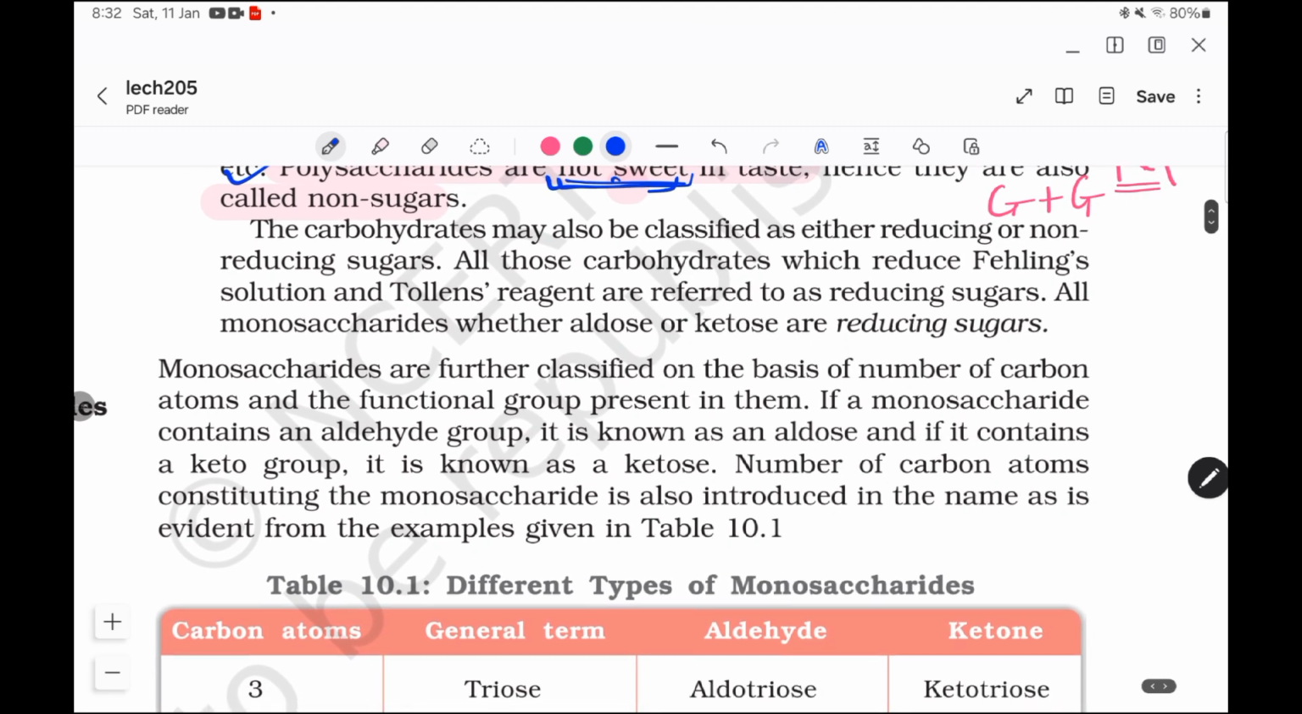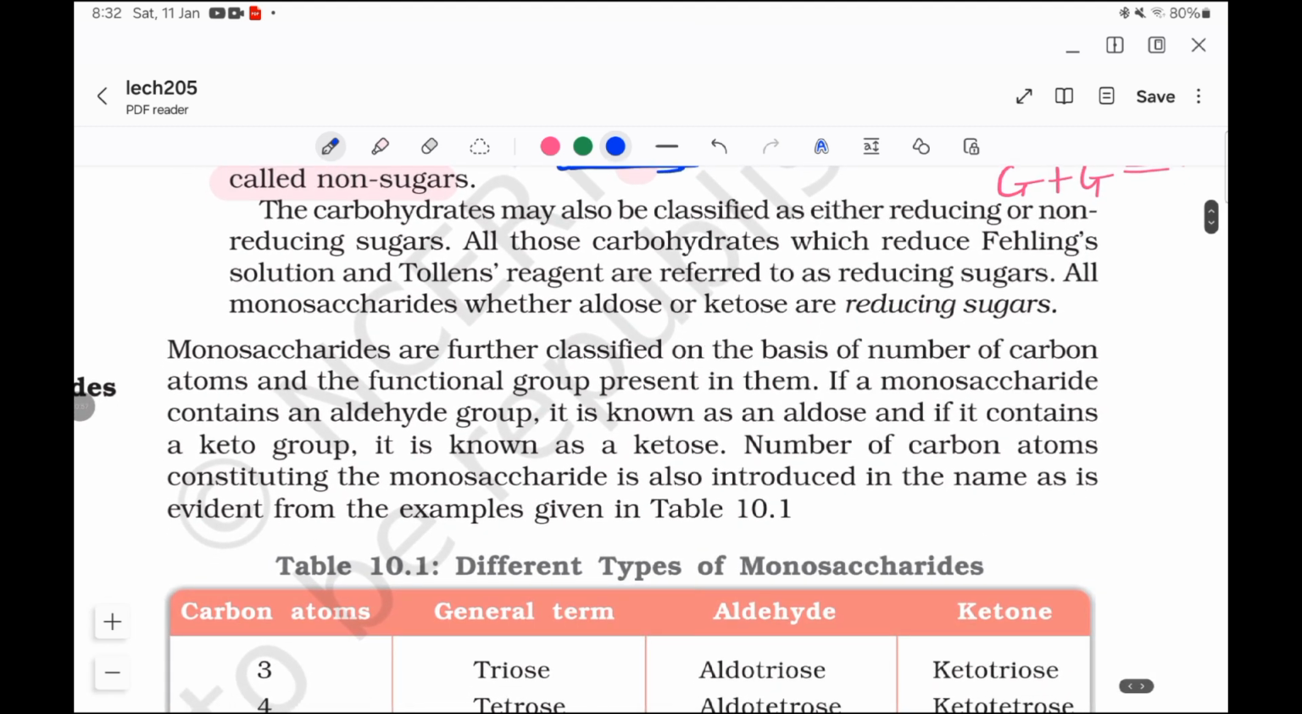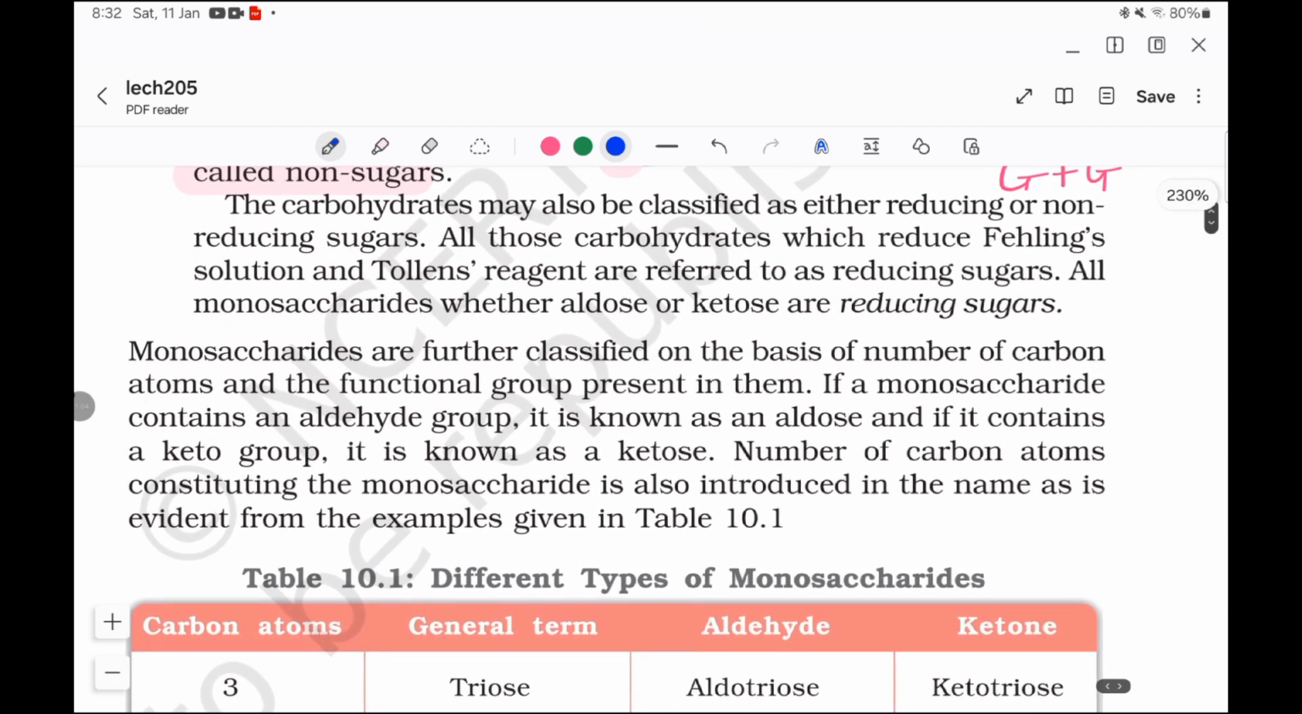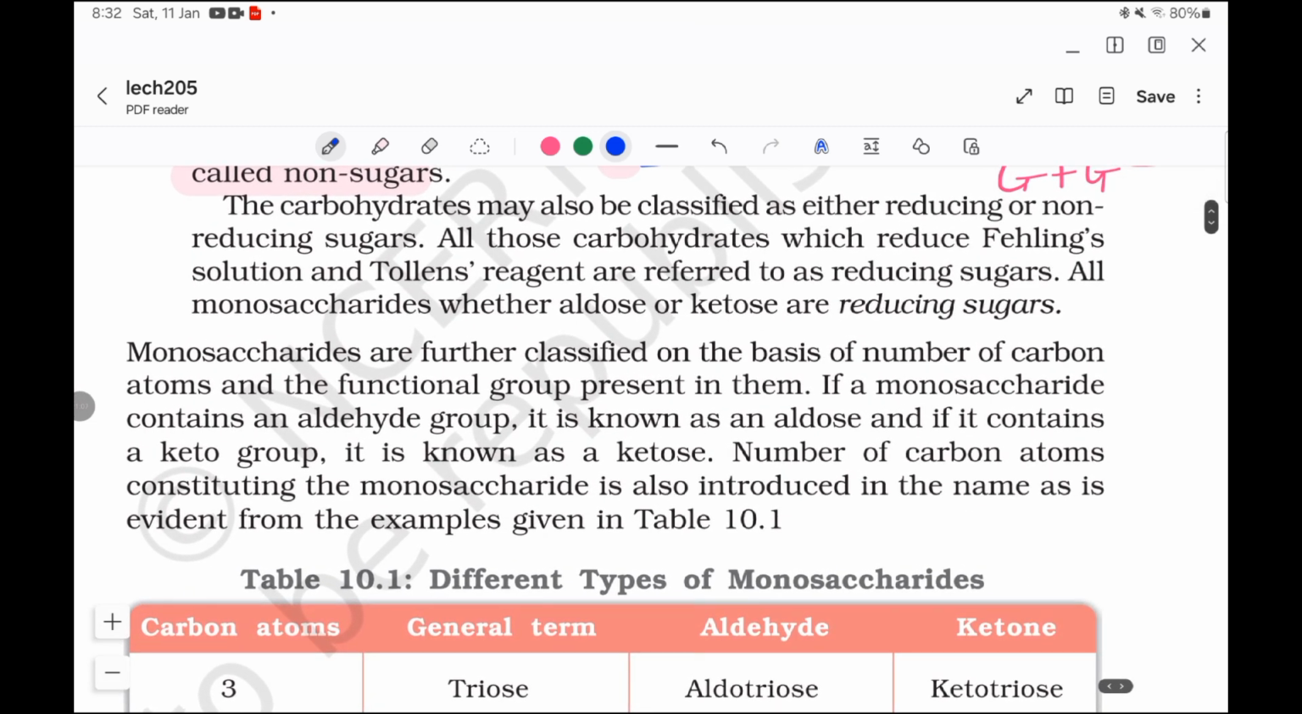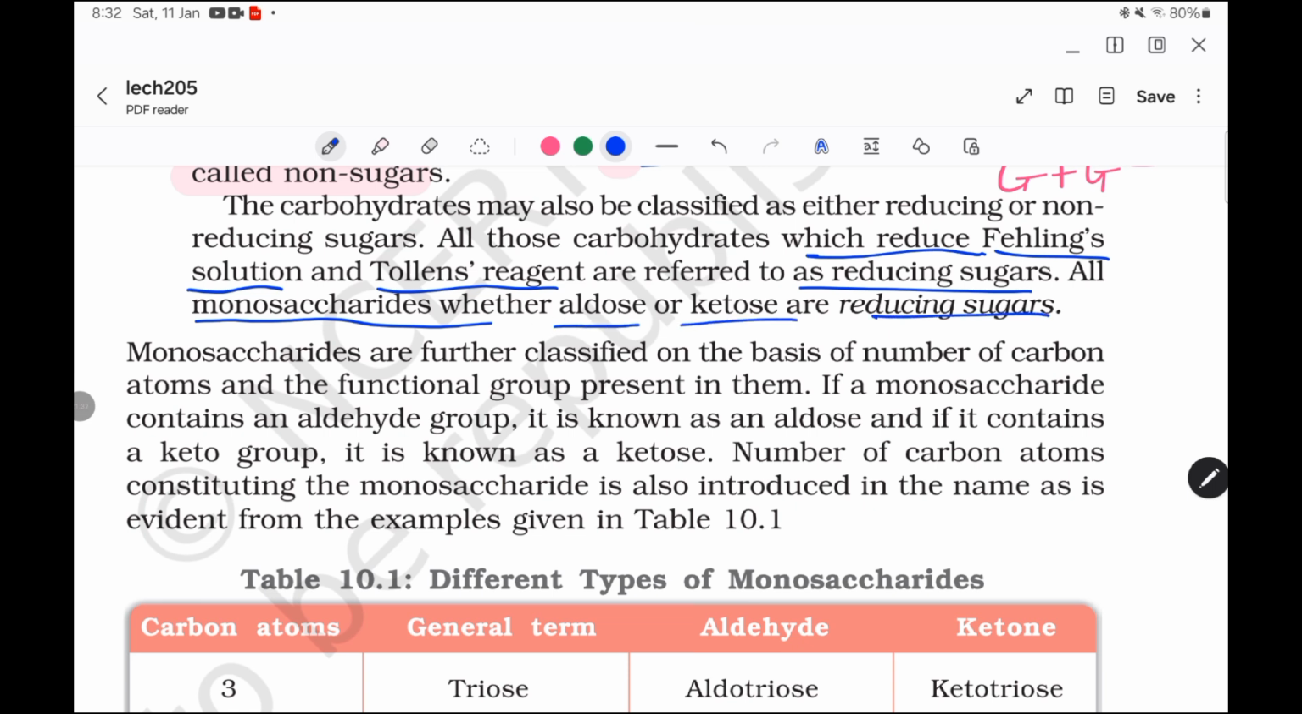The second classification of carbohydrates can also be on the basis of their chemical behavior. If they are boiled with some oxidizing agents, are they able to reduce those oxidizing agents or not? Those carbohydrates which are able to reduce Fehling's solution and Tollens reagent are referred to as reducing sugars, and those which are unable to reduce are called non-reducing sugars. All the monosaccharides are going to be reducing sugars, and these monosaccharides can be aldoses or ketoses.